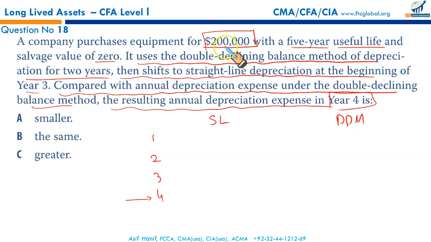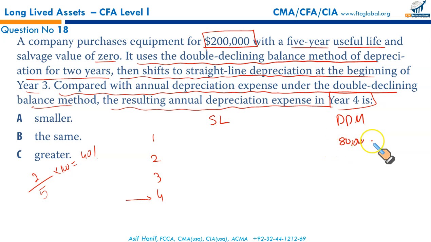Now this is the asset. If you depreciate it using straight line method, but that has to be done at the start of year 3, first we will have to depreciate using double declining balance method. How do we calculate the double declining percentage? You take 2, divide 2 by the estimated life, which is 5, and multiply this fraction with 100, that is 40%. So your depreciation will be 40%. The cost of the asset is $200,000. The first year depreciation will be 40% of $200,000, that is $80,000.